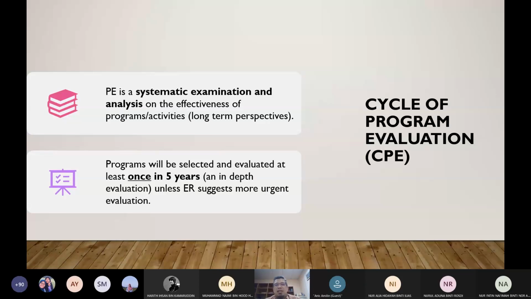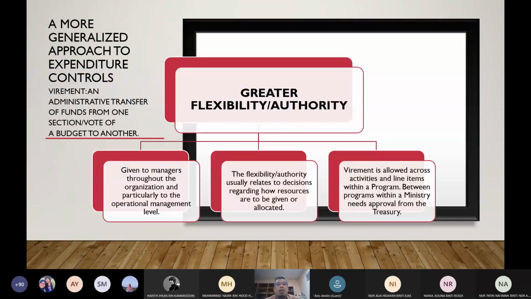I think we discussed that. It's almost similar to program-based budgeting, to make sure that the services are relevant. All right, now we move on to the more generalized approach to expenditure control. I think we discussed the word environment. Greater flexibility is given to managers throughout the organizations, and particularly to the operational management level. The flexibility usually relates to decisions regarding how resources are to be allocated to various programs.